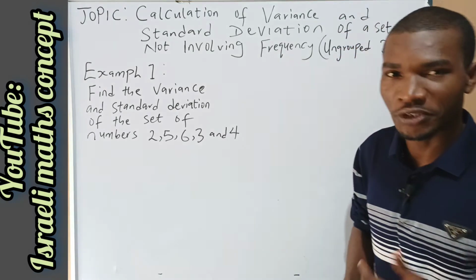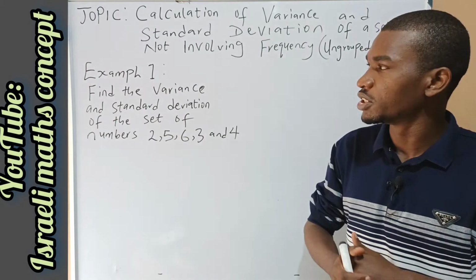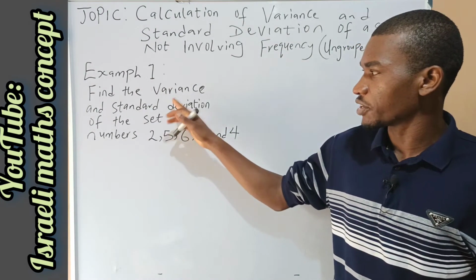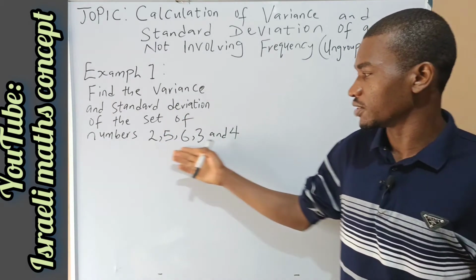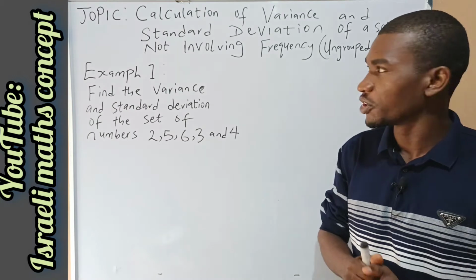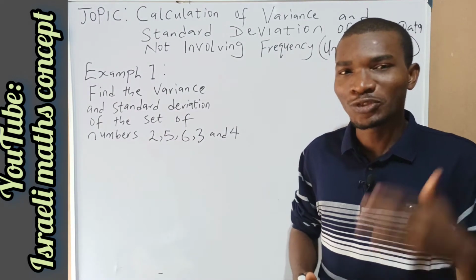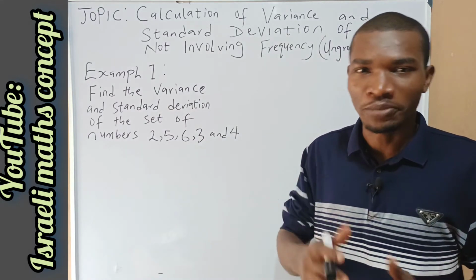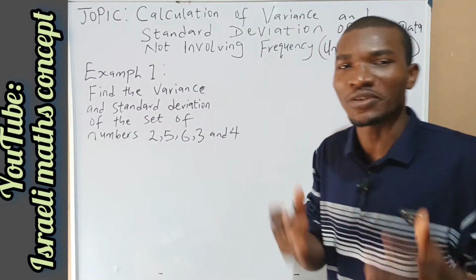Before the end of this video, I will solve a given example on the board pertaining to the calculation of variance and at the same time standard deviation of a given set of data. Remember that variance is a statistical measure that is used to study the dispersion of a set of data from the mean, while the standard deviation is just the square root of the variance.